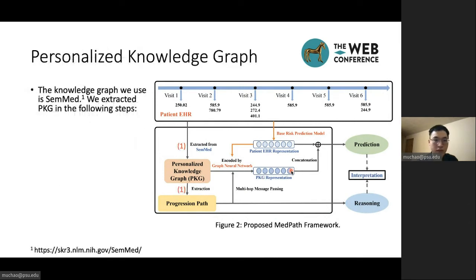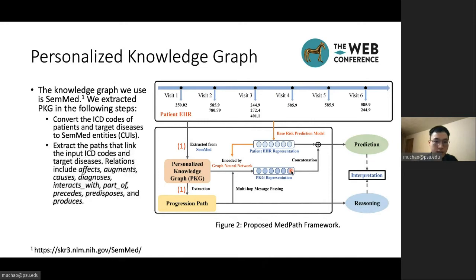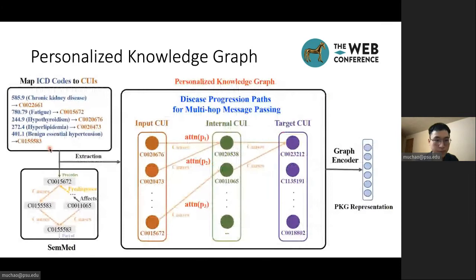The knowledge graph that we use is SemMed, and we abstract a personalized knowledge graph in the following steps. First, we convert ICD codes to SemMed entities, and then we abstract the paths that link the input ICD codes and the target disease, and the relationships that we consider are as follows. Then we can get the PKG.